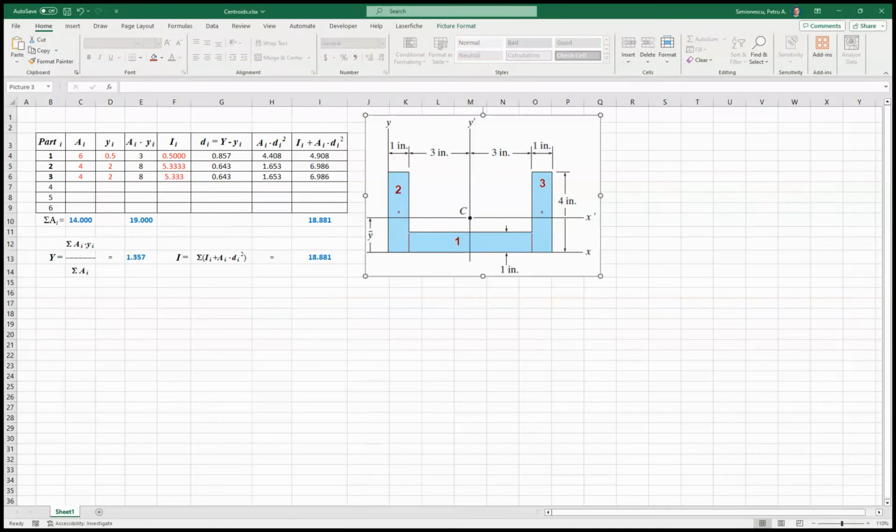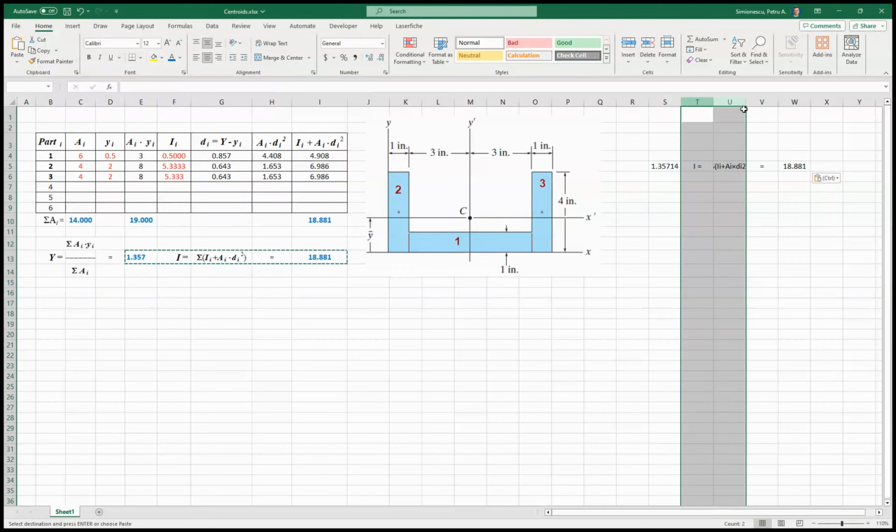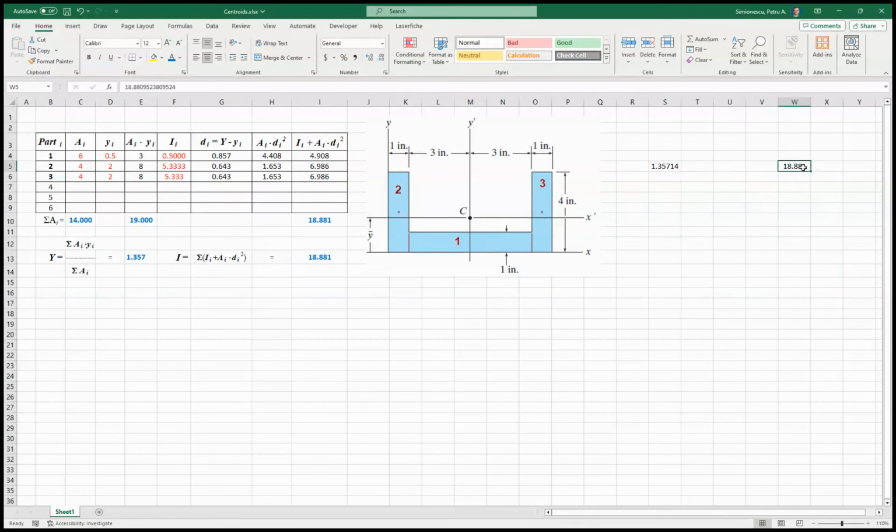So let's repeat this calculation. We write down the results. Copying this, copy and paste them as values. I don't care about this. So one is the location of the centroid, the other one is the area moment of inertia. So we'll keep these as references.